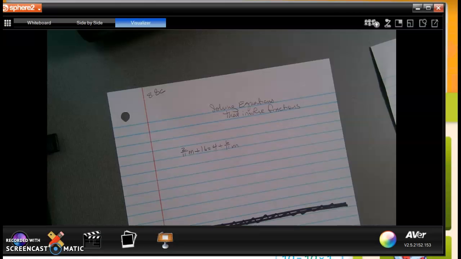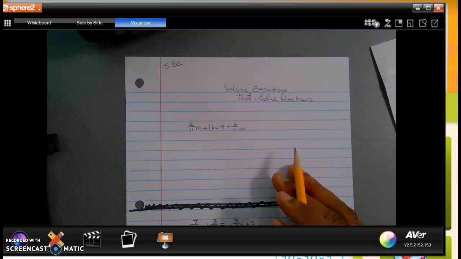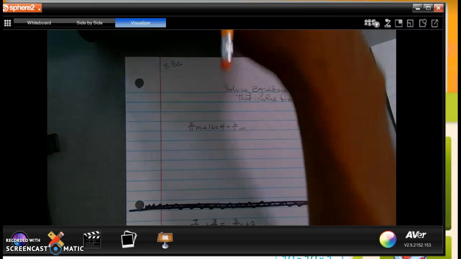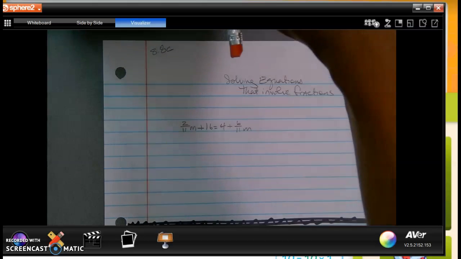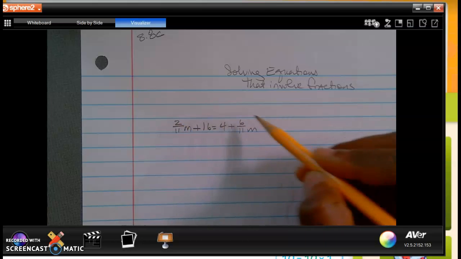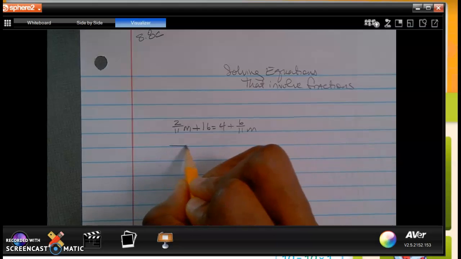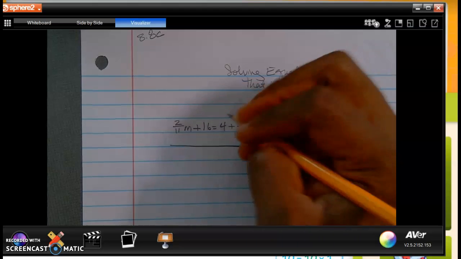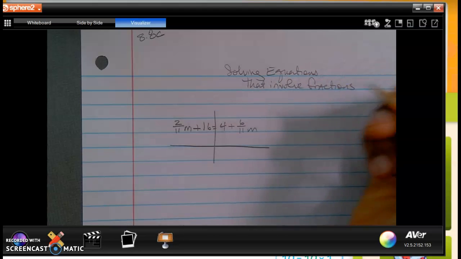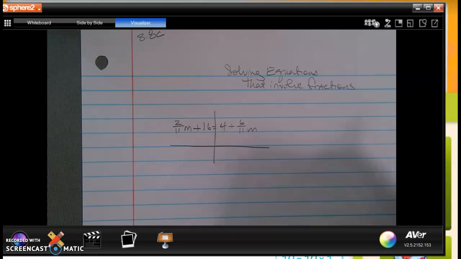Okay, so if we notice here, we have the equation 2/11 m plus 16 is equal to 4 plus 6/11 m. So if we notice there, we have like fractions because they have the same denominator. So at this point, do I need to use LCM? Probably not. Okay, as always, I'm going to draw myself a line to separate what's on this side of the equation as opposed to what's on that side.